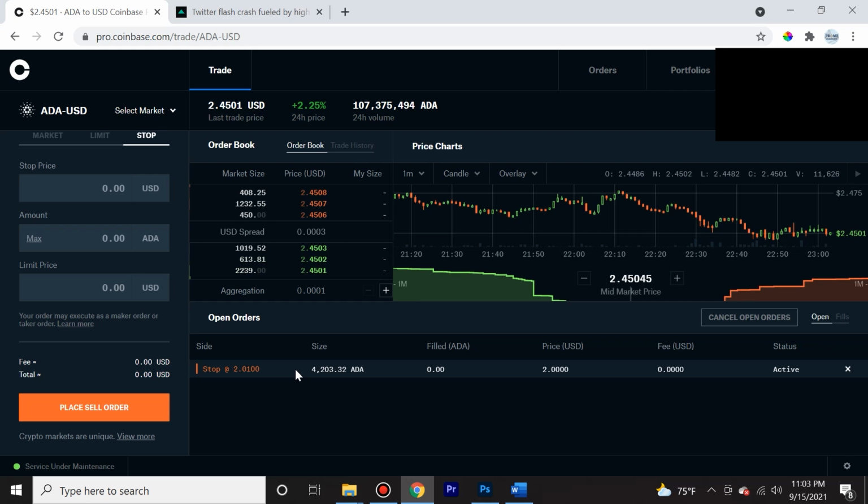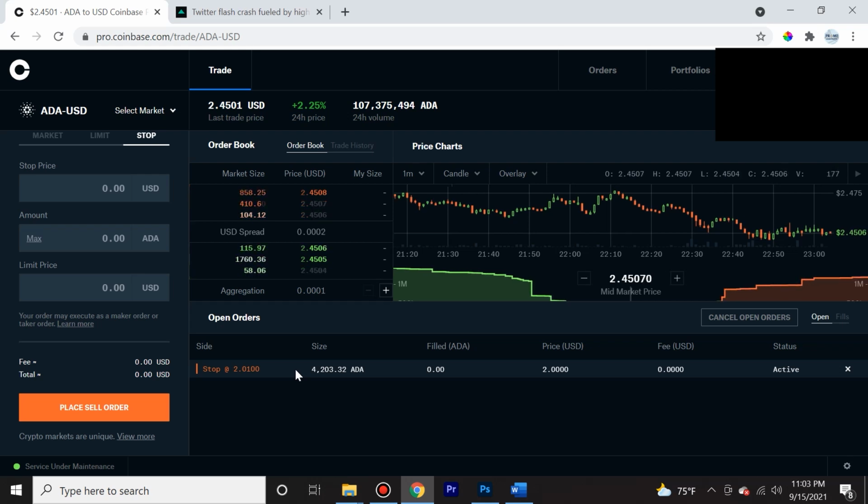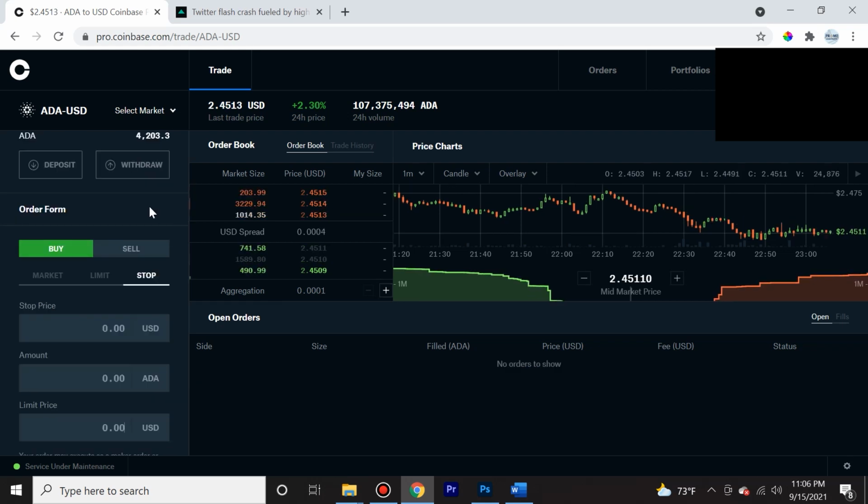Now let's cover why you would use a stop limit order when buying. So sometimes some traders, and this is a little bit more of an advanced strategy, feel like right now Cardano's trading at $2.45, but they're sure that if Cardano surpasses $3, it's going to rip all the way to $6.